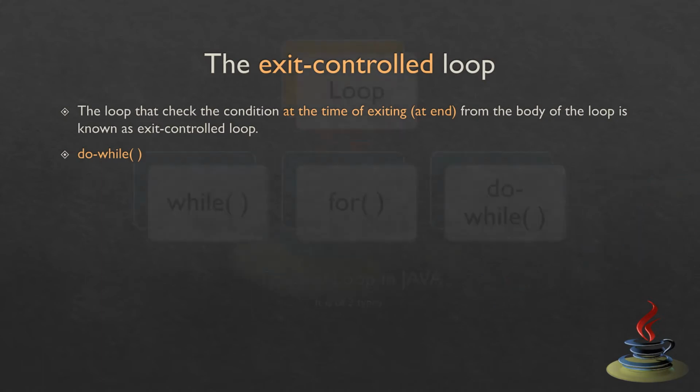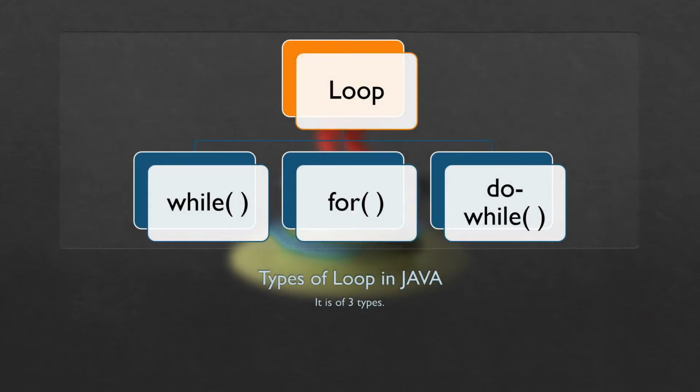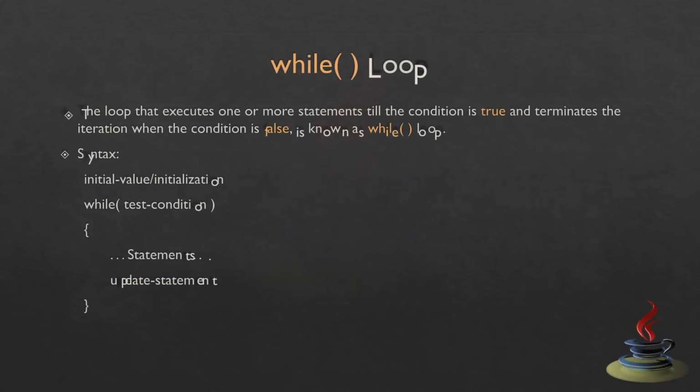All right. So through this we know that in a Java program there are three types of loops. One is the while loop, another one is the for loop, and the third one is the do while loop. So let's go to our while loop.